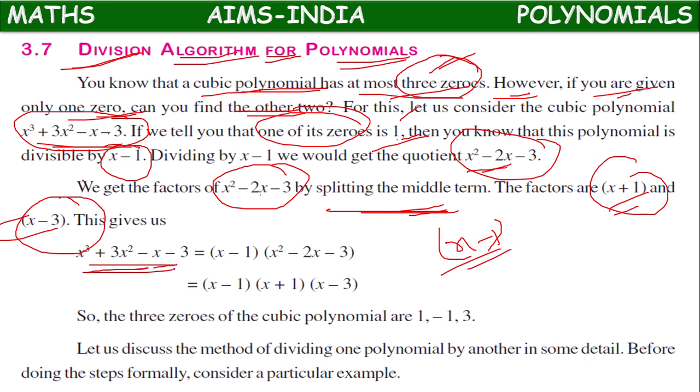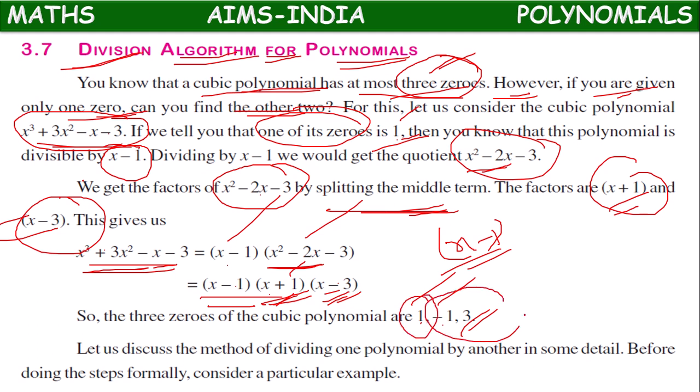So when this is divided by x minus 1, this is the quotient. This quotient, by splitting the middle term, can be written as the product of x plus 1 and x minus 3. Now x minus 1 is a factor, so 1 is a root. X plus 1 is a factor, minus 1 is a root. X minus 3 is a factor, plus 3 is a root. So if we know one root, 1, the remaining two roots, minus 1 and 3, we can find.